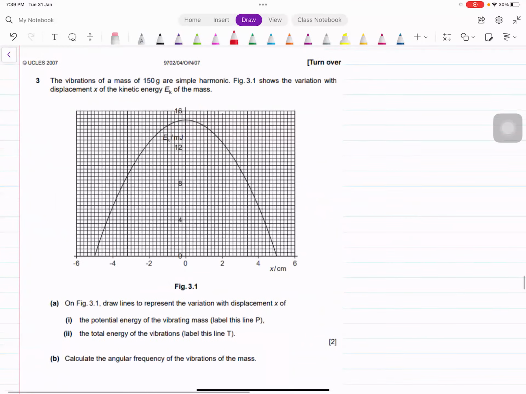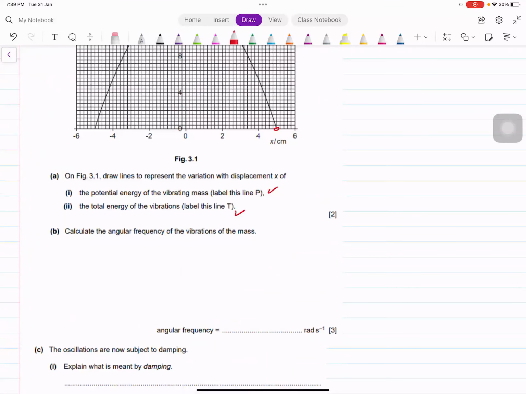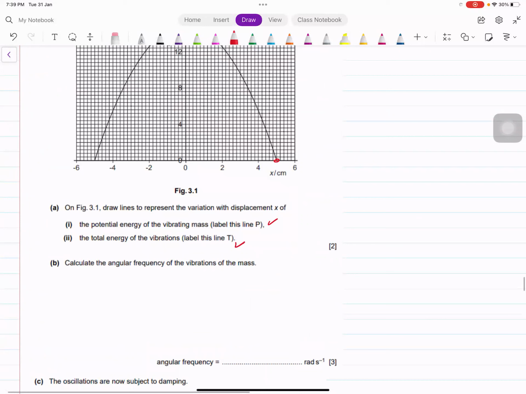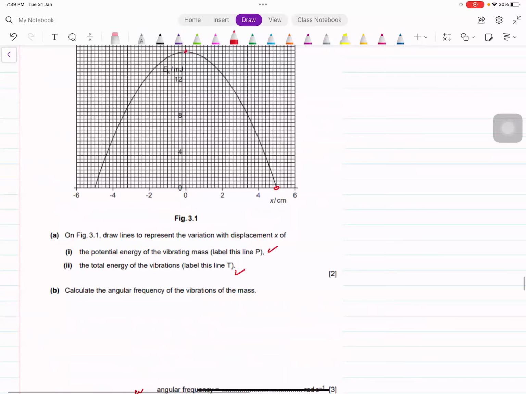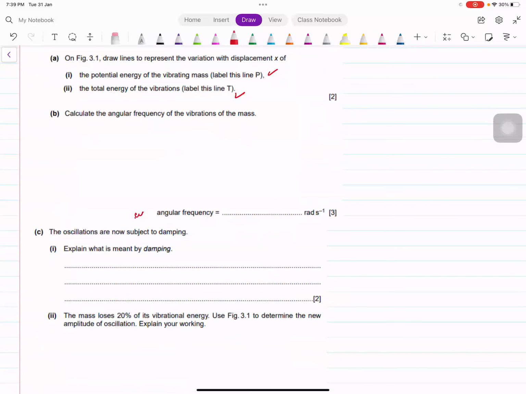Okay. Now, he wants you to draw potential energy. He wants to draw total energy. Will you be able to do it? Yes, sir. He has given you the mass. You can find the total energy. You can find the total displacement. Can you find the angular frequency, omega? This is a very simple question. You guys do it. And now it says what is meant by damping, we'll do it later.